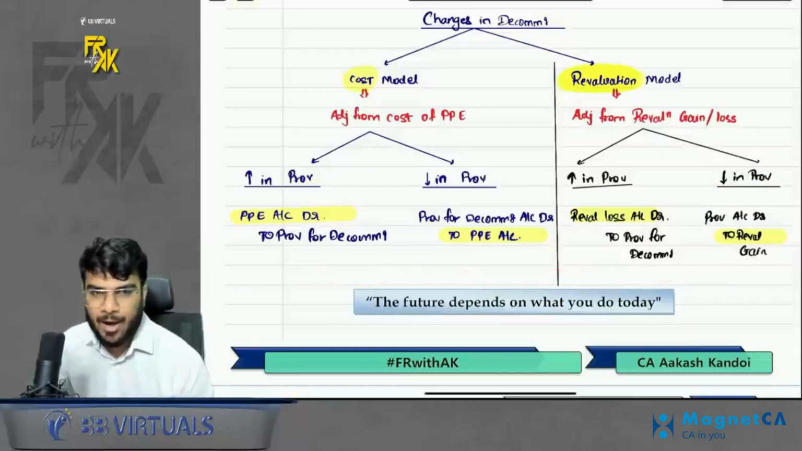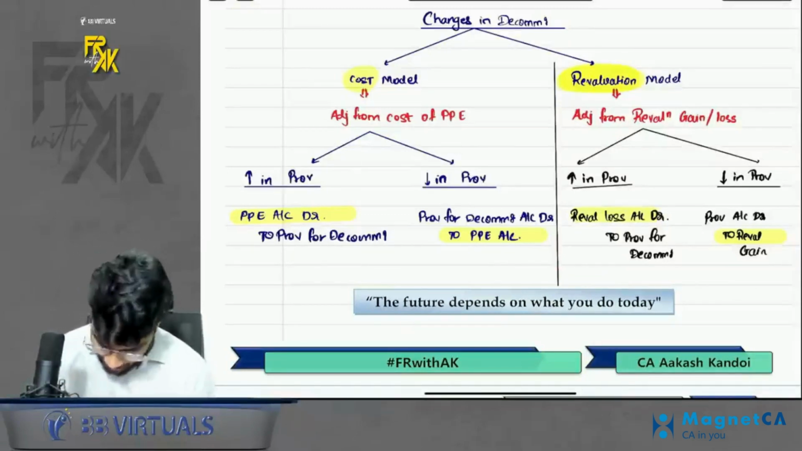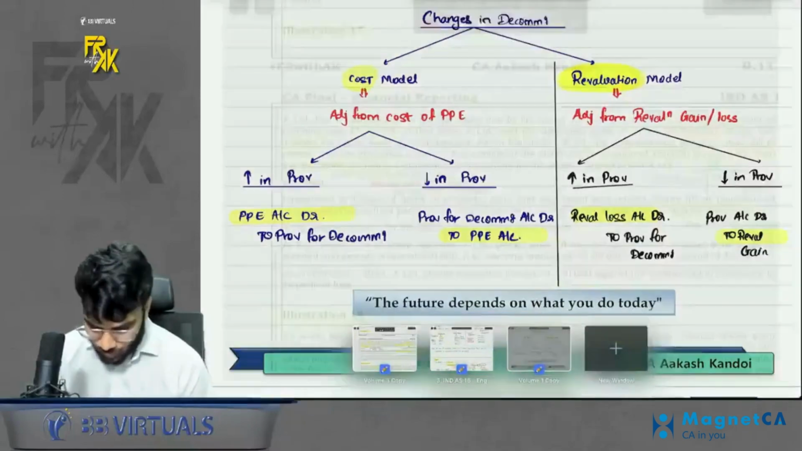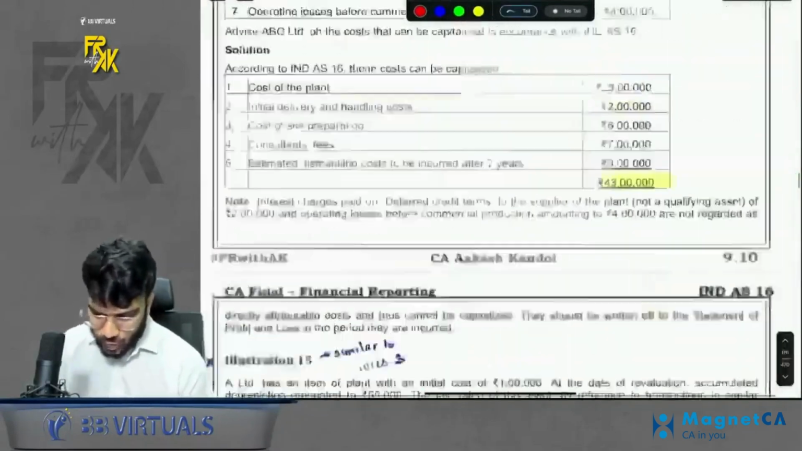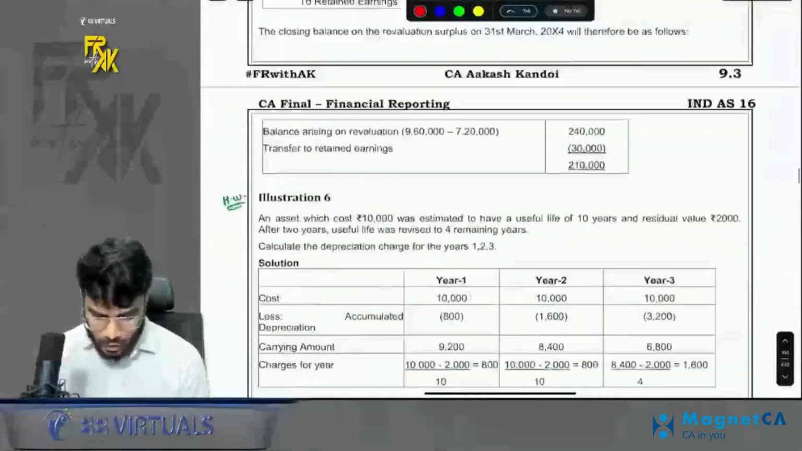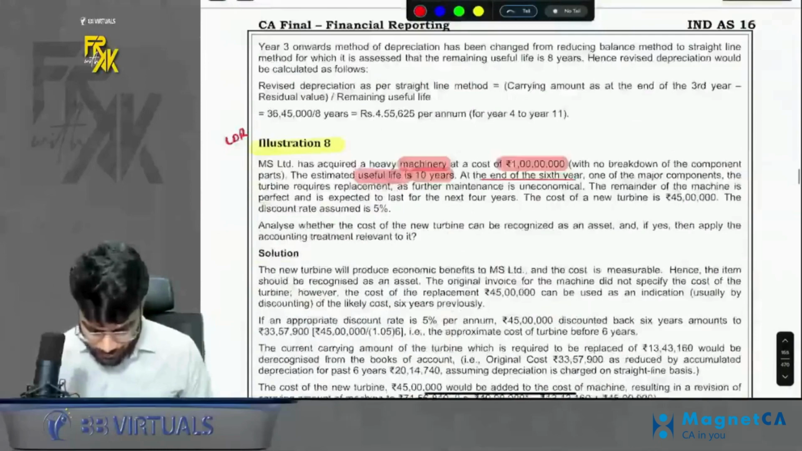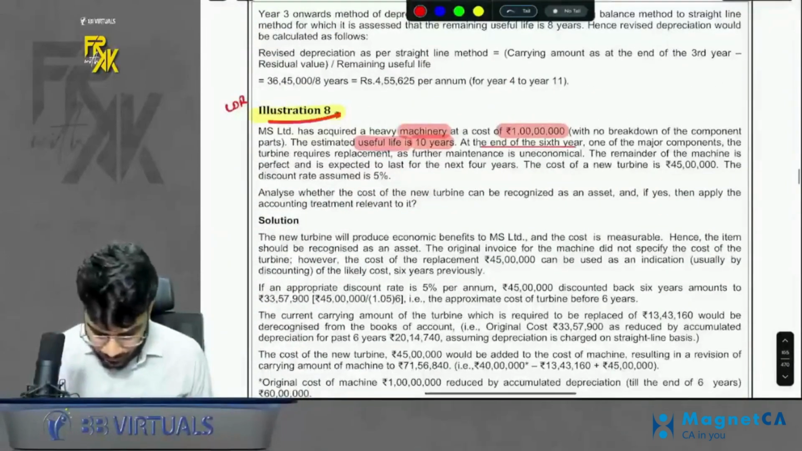The concepts are now done. But in FR, studying concepts only isn't sufficient. So now, let's move on towards certain important questions. We will not discuss all the questions. We will revise all the important questions, which I call LDR. Okay. So the first LDR question is illustration number 8, which you can find in my textbook.